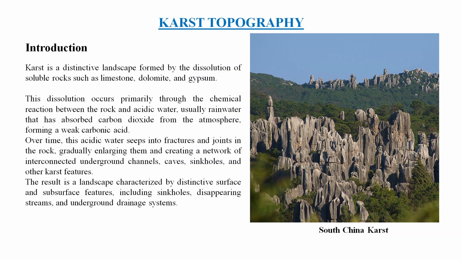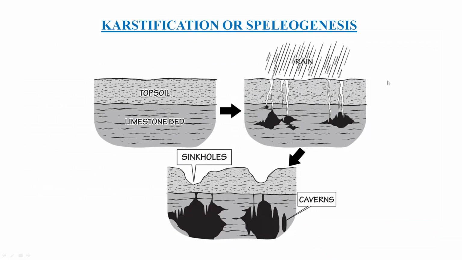Over time, this acidic water seeps into fractures and joints in the rock, gradually enlarging them and creating a network of interconnected underground channels, caves, sinkholes and other karst features. The result is a landscape characterized by distinctive surface and subsurface features, including sinkholes, disappearing streams and underground drainage systems. This is possibly the most beautiful example on earth of karst topography that you get to see in China. This process of formation of karst topography is referred to as karstification or speleogenesis.